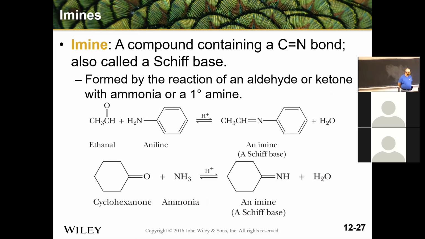The intermediate is not stable, but unlike a hemiacetal, instead of going back to starting material, it loses water, and we end up with a compound that has a C=N double bond, which is called an imine. We start with ammonia and we get an imine. We can also use primary and secondary amines to form imines. Imines are also called Schiff bases.